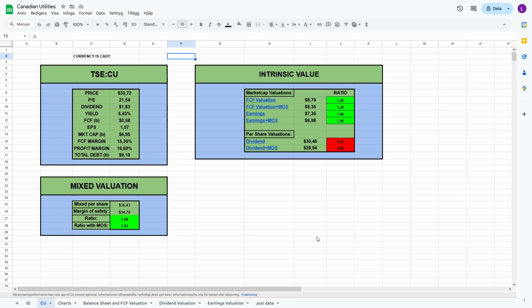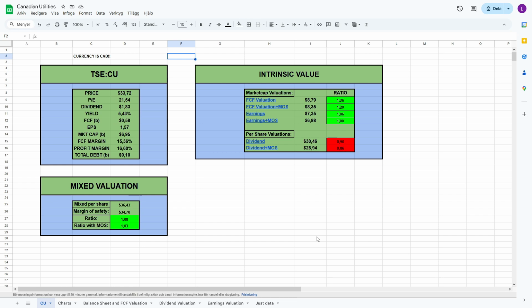We can see the ratios point to a fair valuation or slightly undervalued. Only the dividend points to overvaluation. For the mixed valuation, we can see a slight undervaluation, making it fairly priced with a 5% margin of safety for a 10% return. I don't know if this is really right for me. I think this company is a little too risky for a 10% return.